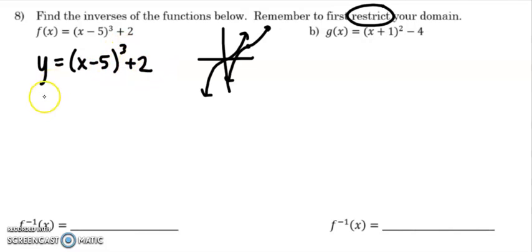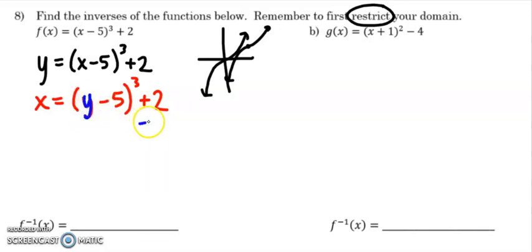So step 1, switch f of x for y, just for notation's sake. Step 2, this is where the magic happens. Switch all x's with y's and y's with x's. So you are physically making that reflection. You are changing out your domains and your ranges. The next thing then is to isolate y. So to do that, I'm going to start by subtracting 2.